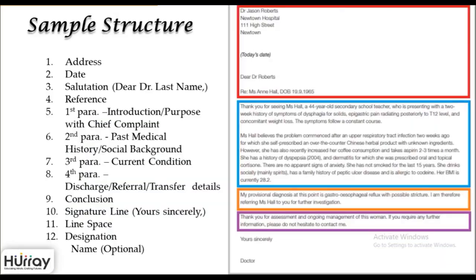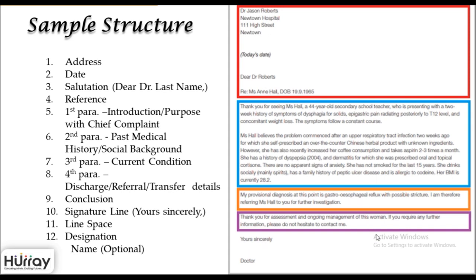Now here is a sample structure of the letter. You can refer to this for your practice. This is only one type of letter. So the basic idea here that you have to focus on is the structure. As you can see, at the beginning you have your address, the date, the salutation and the reference to the patient. You begin with stating the purpose here, then mention the medical history, social background, talk about the current condition. Ensure that you mention what type of letter this is or what type of plan is mentioned. It could be discharge, referral or transfer.